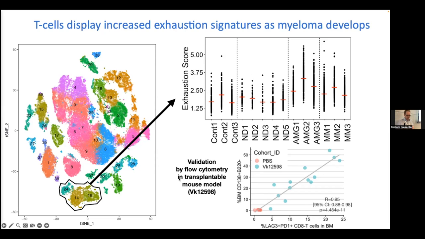And if we pulled these cells out and validated them using markers for exhausted T cells by flow cytometry, we see the same thing. So these VCAP-MIC mice over time are getting increasingly exhausted. Essentially, these T cells are not doing the cancer surveillance as they should be, and that's allowing the myeloma to fully develop.